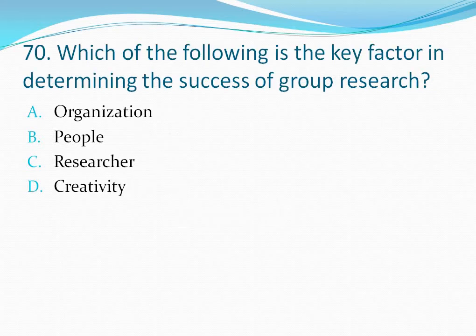Question number 70. Which of the following is the key factor in determining the success of group research? Your options are A, organization, option B, people, option C, researcher, option D, creativity. And the correct answer is organization, option A. Let's move to the next question.